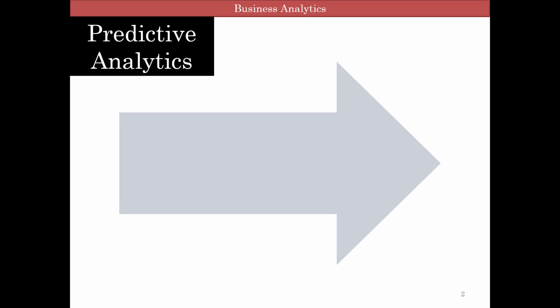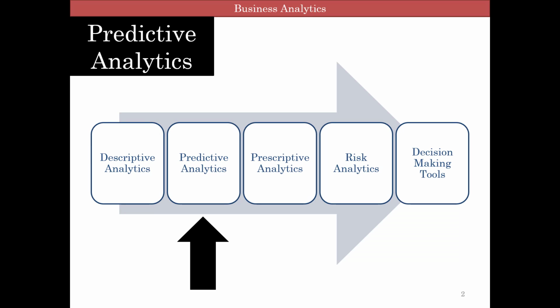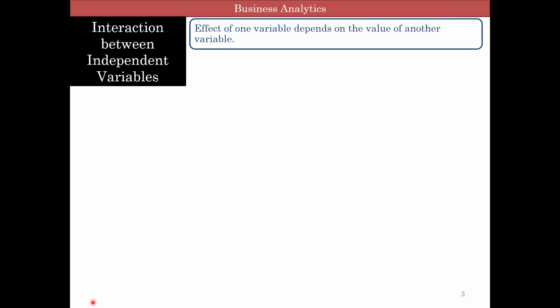So we are deep into predictive analytics and we have been talking for a long time about regression, multiple regression. We finished categorical variables and today we're going to talk about interactions. Now remember, interaction is the effect of one variable on the dependent variable depends upon another variable.